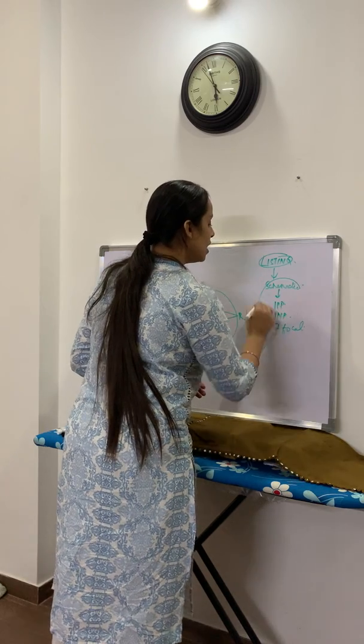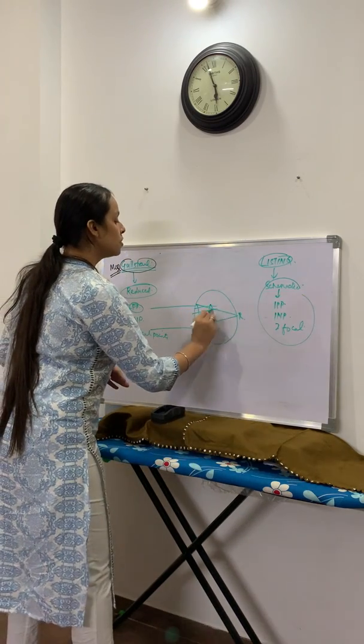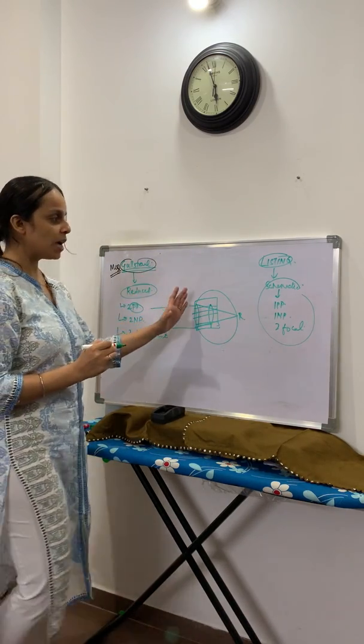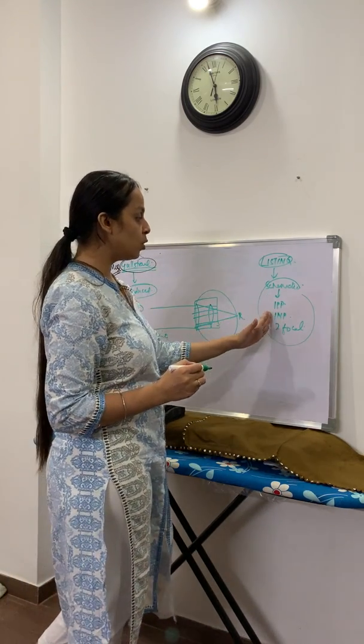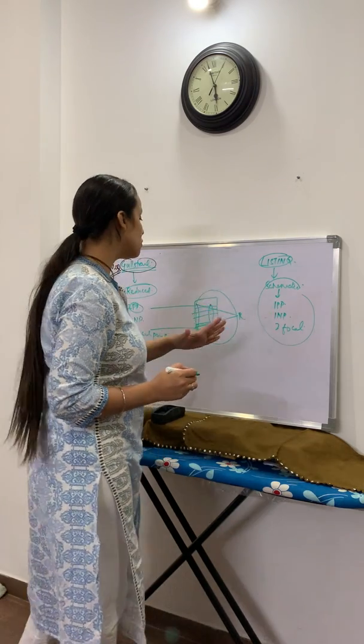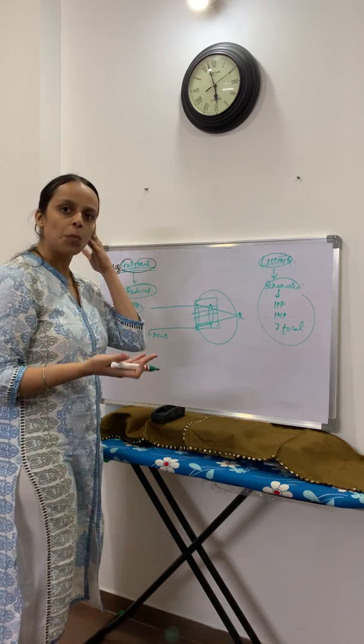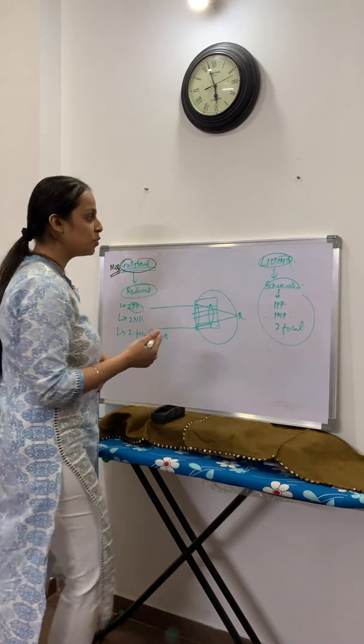Now, why he did this? He considered the entire refractive surface of the eye to be one system. Okay, and that is why it will have one principal point, one nodal point and two focal points. So because of this, what happened? Making optical instruments, understanding the optics of the eye was a lot easier because of this concept.